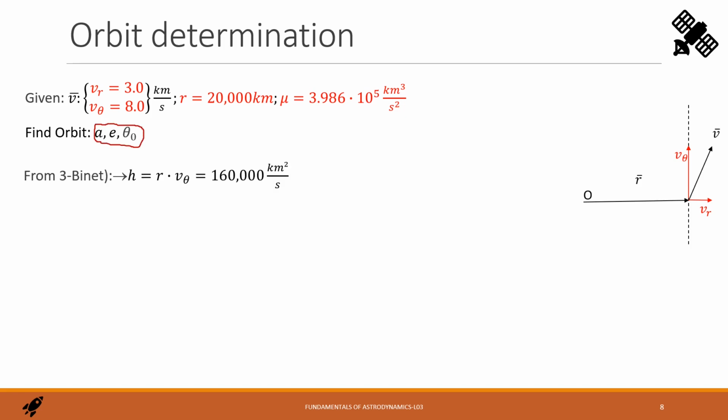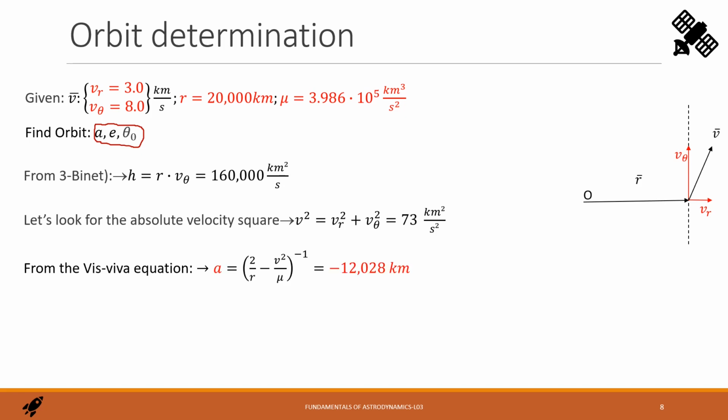From the first Binet formula we get the angular momentum h, that is 160,000 square kilometer per second. And now we find the velocity modulus square, that is 73 square kilometers over square seconds. From the vis viva equation, solved for the semiaxis A, we obtain A equals negative 12,028 kilometers. Since A is negative, we recognize soon that the orbit is a hyperbola.